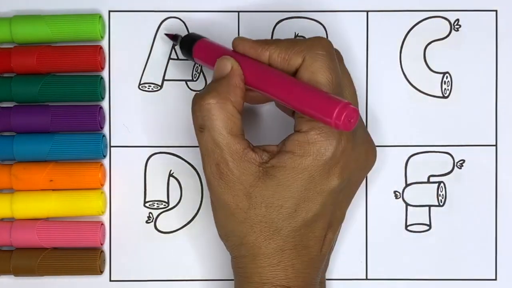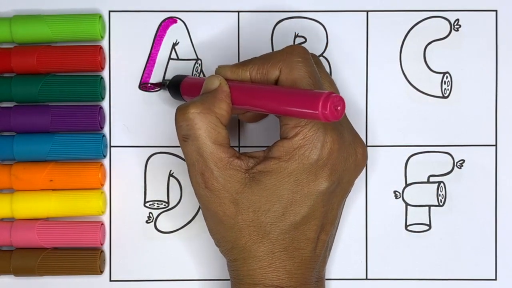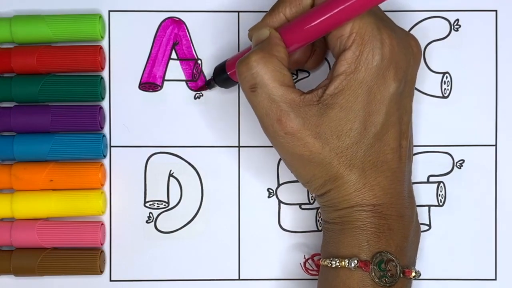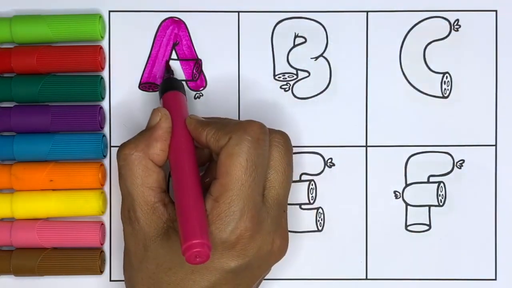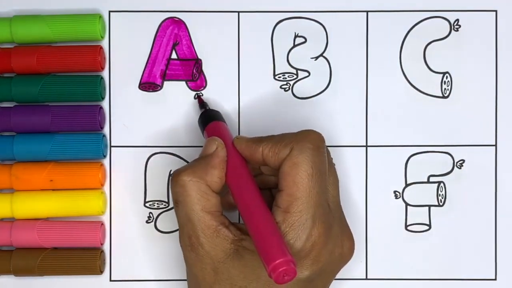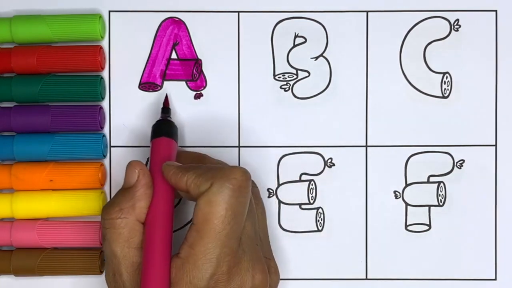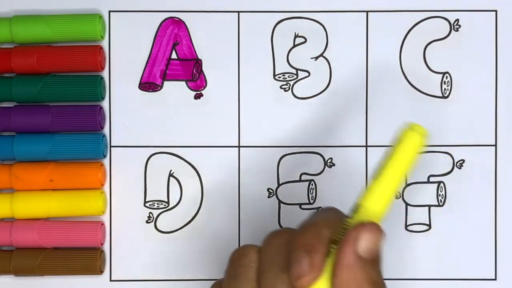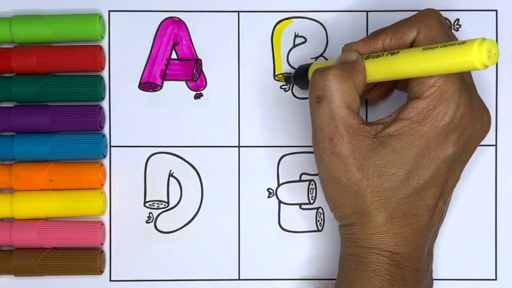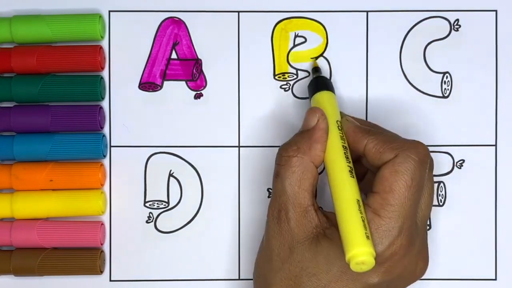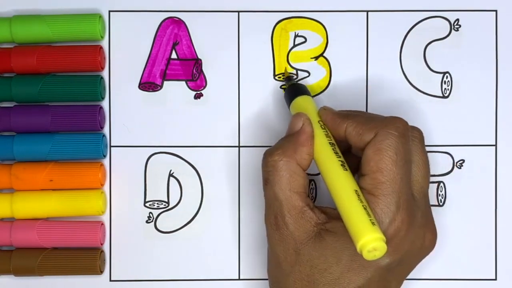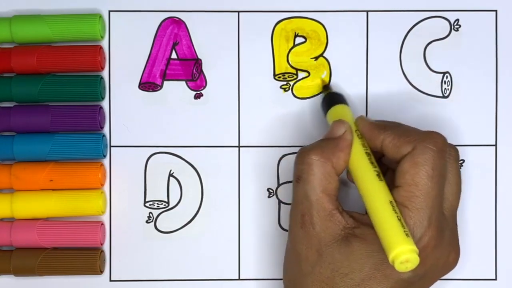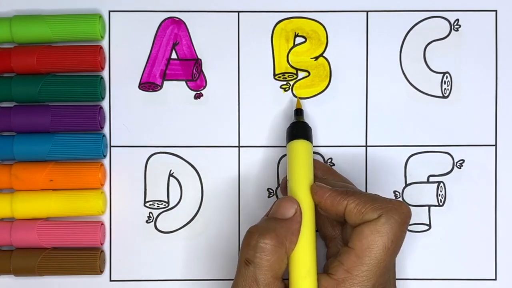Purple color. A for apple. A for apple. Yellow color. B for ball. B for ball.